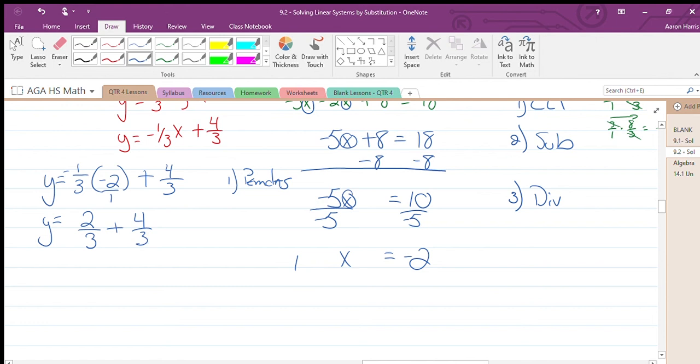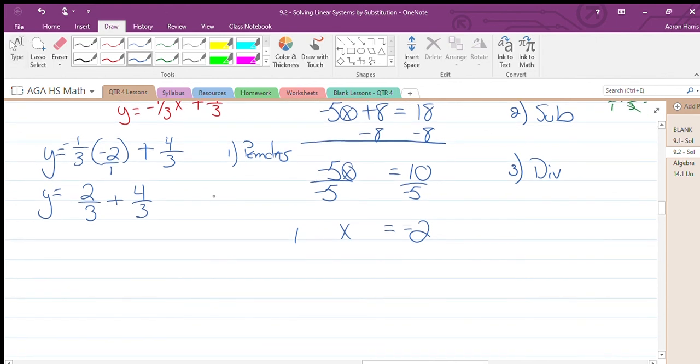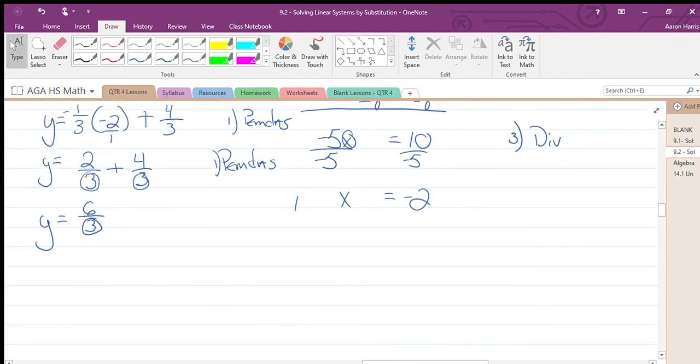4/3. Can I add those fractions together? Yes. Why? Because they have the same denominator. Life is easy. Same denominators. So I can sit there and add them. Y equals 2 plus 4. What's 2 plus 4? 6. What's my denominator? It stays the same, which is equal to 3.